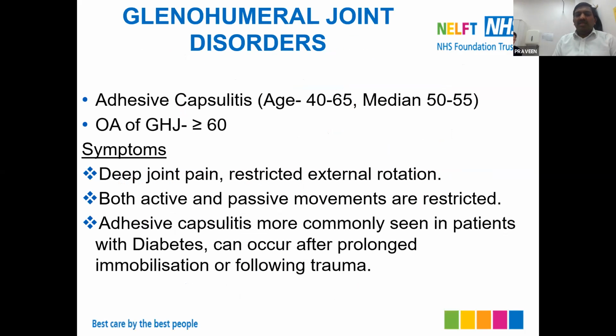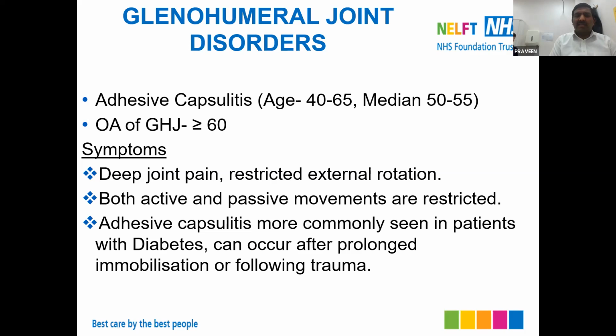So coming on to the glenohumeral joint disorders, I did mention that there are two conditions we commonly see within the glenohumeral joint. One is the adhesive capsulitis, most commonly seen in anybody over 35 to 40, going all the way to 65. And osteoarthritis of the glenohumeral joint, seen mostly in patients from over 60 onwards, or possibly from late 50s. These patients with pain in the glenohumeral joint usually indicate that they have a deep joint pain, and they definitely have restricted external rotation. And this is both actively and passively.